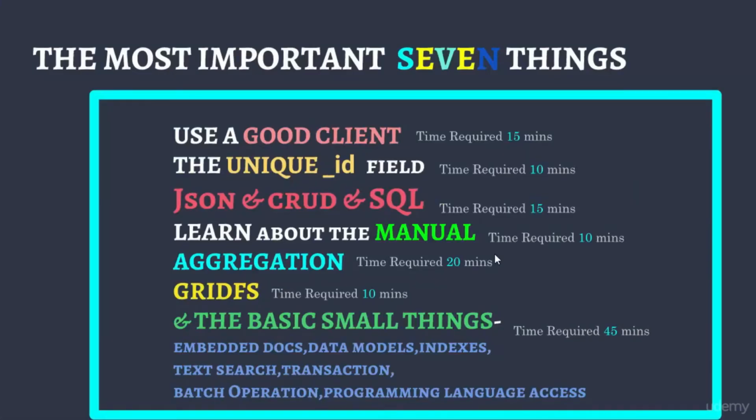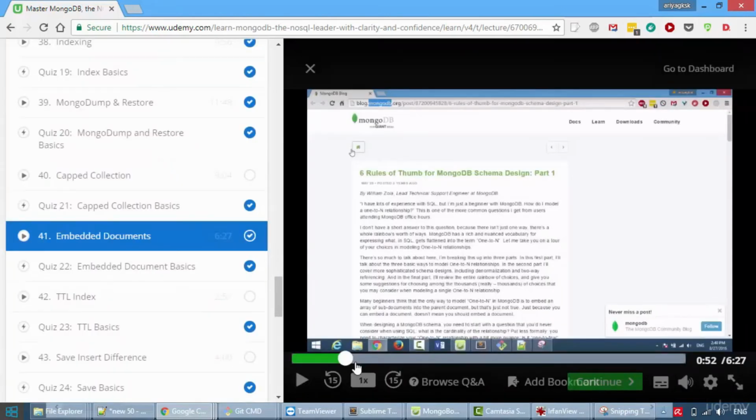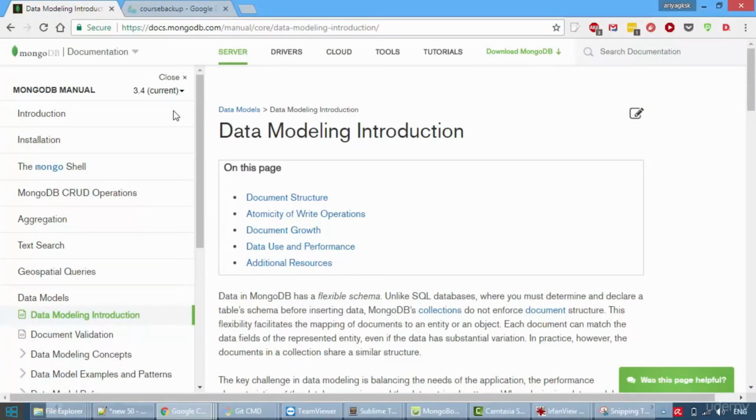Now to the seventh and the final one, that is the basic small things. The time required is 45 minutes. As I mentioned earlier, in MongoDB, the document is JSON content. You can embed documents within documents so that you can relate between two documents, or you can keep documents in different collections and then you can relate them using document reference. So this you need to understand, and we have a separate section for explaining this. It's here. Then comes data models. It's explained here in the documentation clearly how to have relationships between different documents. So you need to understand these basics.